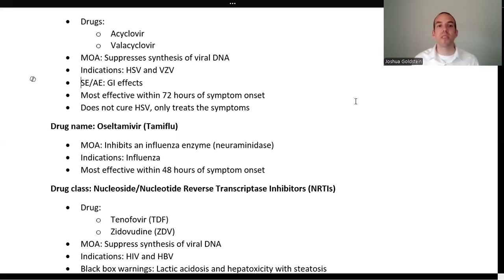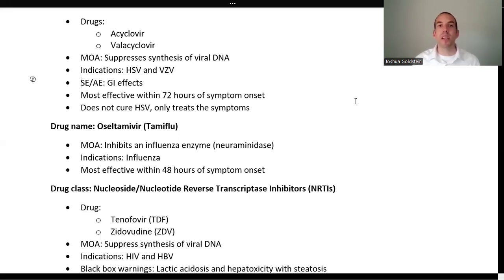The first class of drug we have is the NRTIs. The drug over here is tenofovir or zidovudine. These drugs suppress the synthesis of viral DNA. You saw that earlier with the antivirals. Again, this is one of the ways we treat viruses is by suppressing the synthesis of viral DNA. What do we use this for? For HIV and hepatitis B.